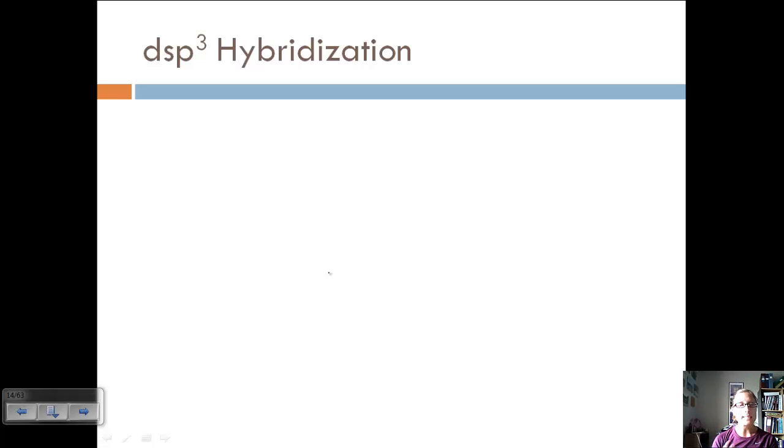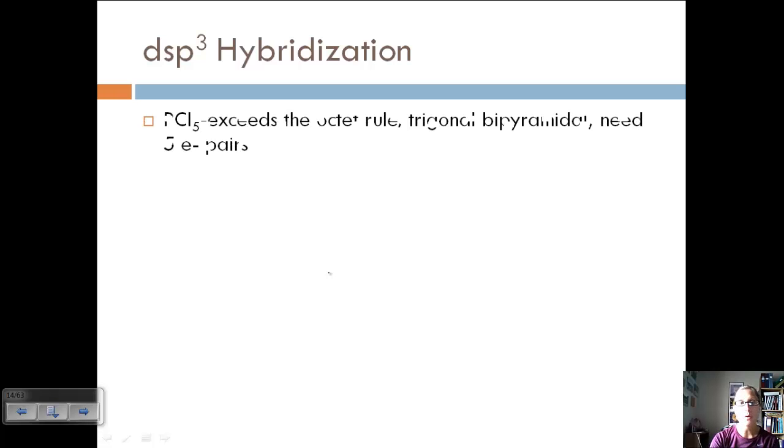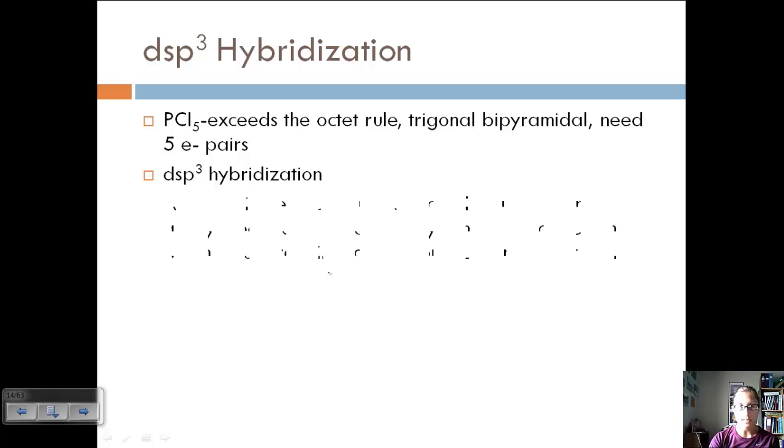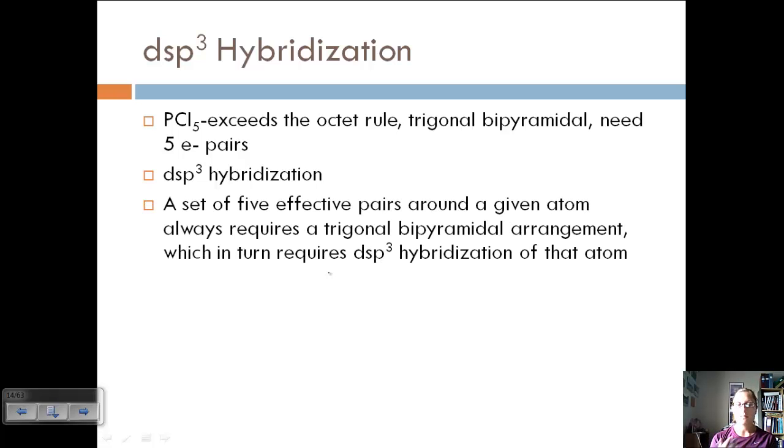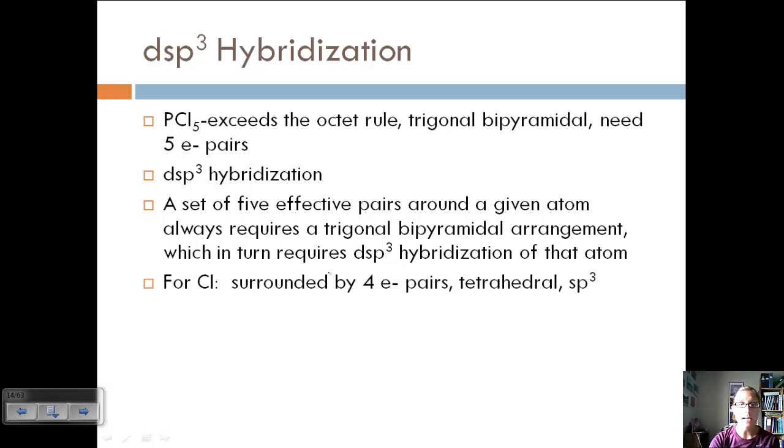Now what about those exceptions to the octet rule where you have more than 4 bonding sites? So PCl5 exceeds the octet rule. Its geometry is trigonal bipyramidal, and that's because it has 5 bonding sites or 5 electron pairs. So anytime you have something with 5 bonding sites, this is dsp3 hybridized. And so that's basically what this says. A set of 5 effective pairs around a given atom always requires trigonal bipyramidal arrangement, and that means we have dsp3 hybridization of that atom.